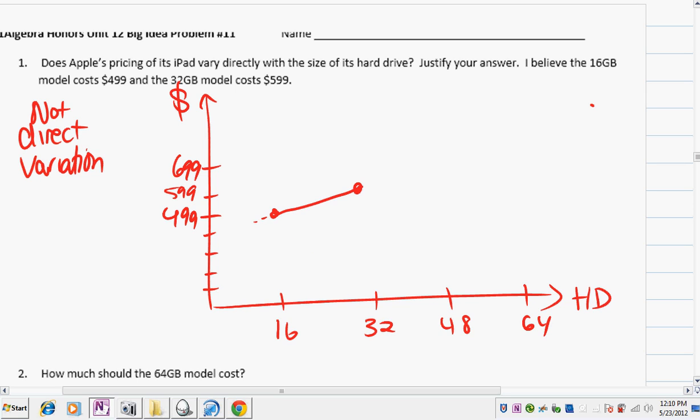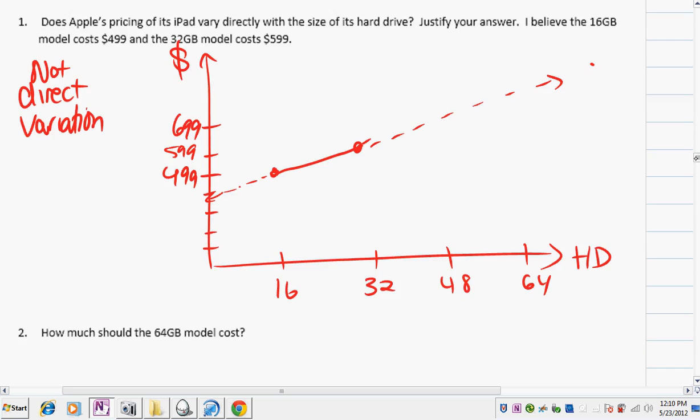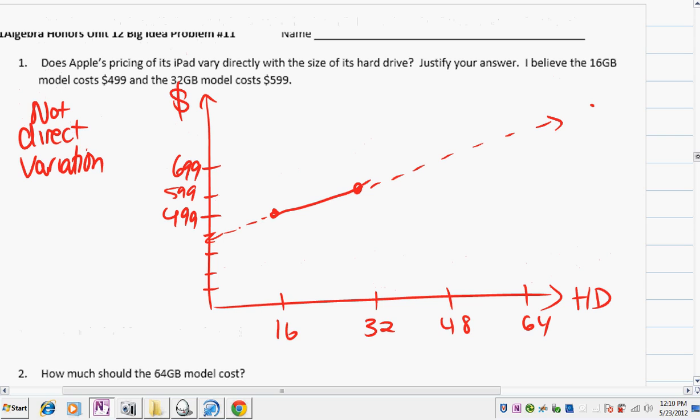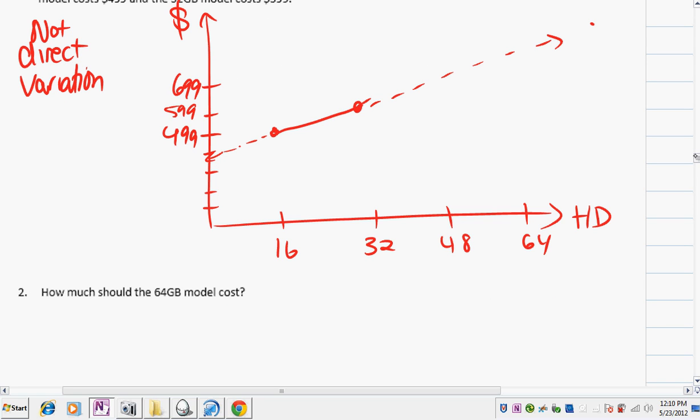So the question is, if I trace this back, where would this hit? And what would that even mean? And then if I trace it forward, where would it go, and what would that mean? If it stayed linear, which this doesn't look like it did. Something to think about here is, we could write an equation for this. Let's try doing that. So we know 2 points, right? So we should be able to find that slope.